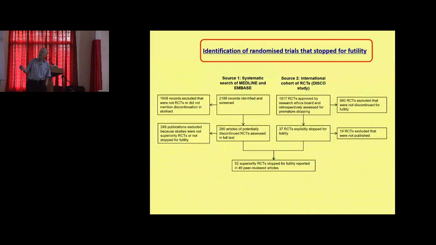On the other side, we had just more than 1,000 trials that had been approved, and this was basically to follow up and see what happened to those studies, whether they were actually executed and whether they were reported. We looked at all of the information available for those trials, whether they had actually stopped early, and we found another 37 that were explicitly stopped for futility. However, among those 37, 19 of them were not published, so we couldn't get any sensible amount of information.